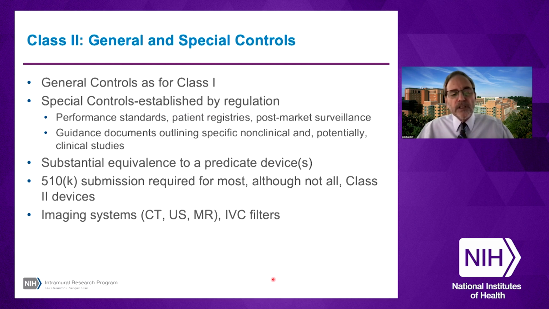And a 510K submission is required for most, but not all Class 2 devices. So the imaging systems, for example, are Class 2 devices. So CT scanners, even the latest greatest CT scanner, ultrasound machine, MR system, those are all Class 2 devices. And these IVC filters, which are implanted in the vein that drains the lower half of the body to capture clots and prevent pulmonary embolism, those are Class 2 devices also.